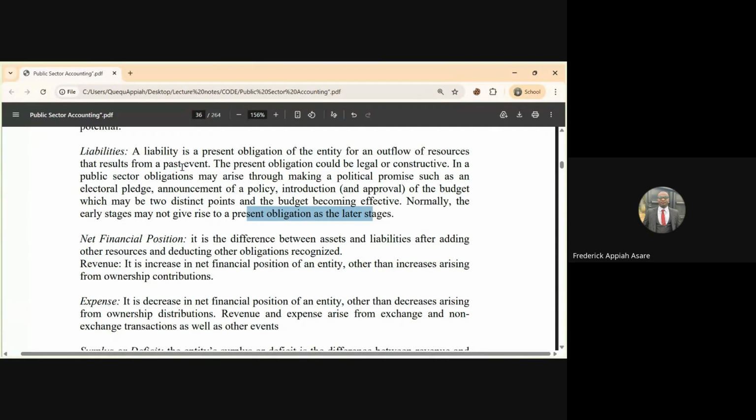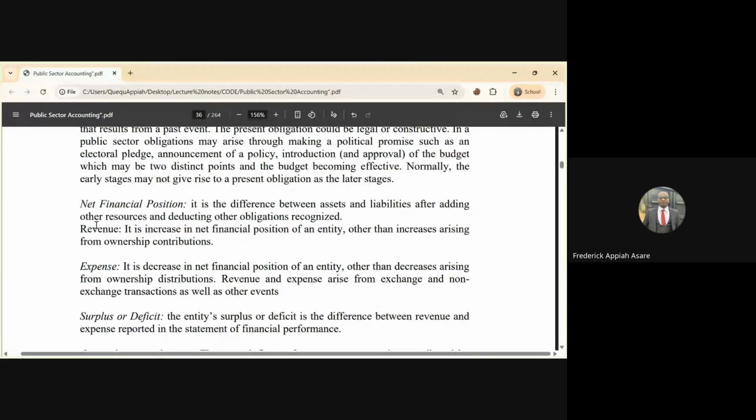Second element of financial statement. So we've talked about asset being the first, liability being the second. Let's look at the net financial position, which in the private sector they call equity. The net financial position is just the difference between the assets we explained earlier on and the liabilities. After adding other resources and deducting other obligations, we recognize net financial position. That is the third element of financial reporting or the general purpose.